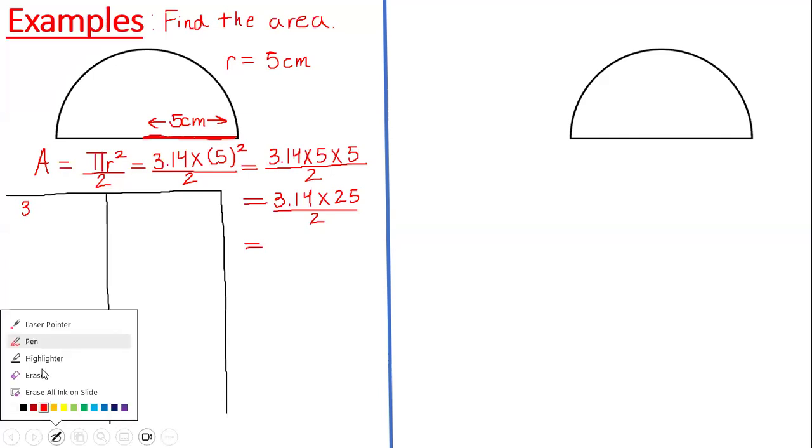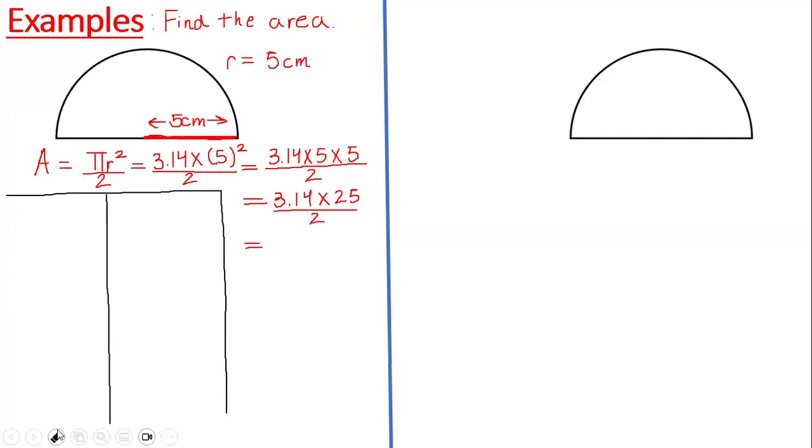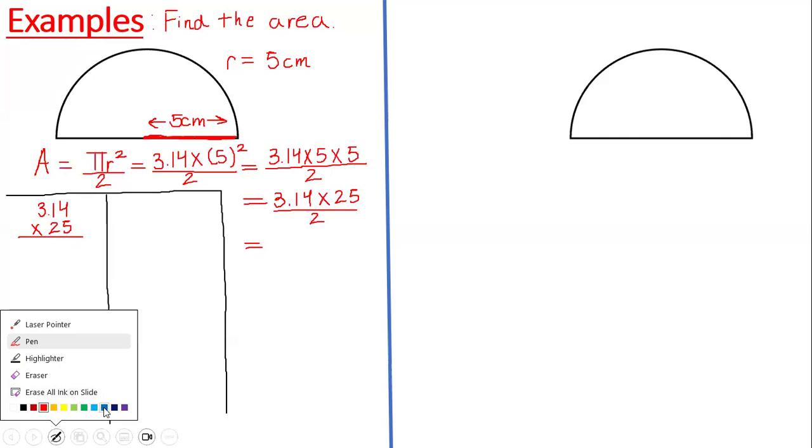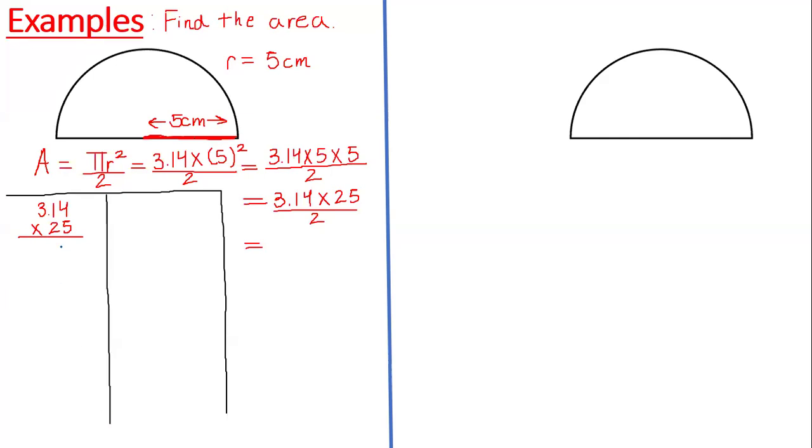If you have the full answer already, you can put it inside the chat. So this is 3.14 multiplied by 25. Just put 25. Don't worry about the centimeter squared for now. Leave that for the end. Don't put it inside your working.